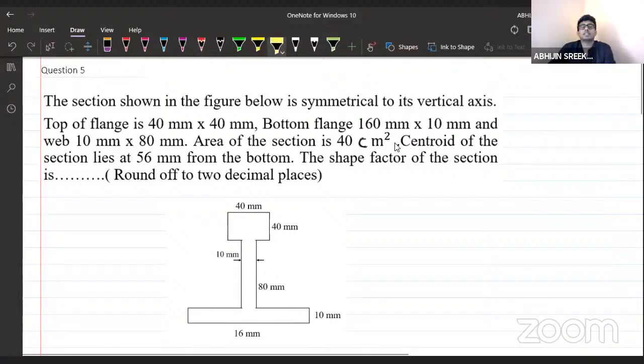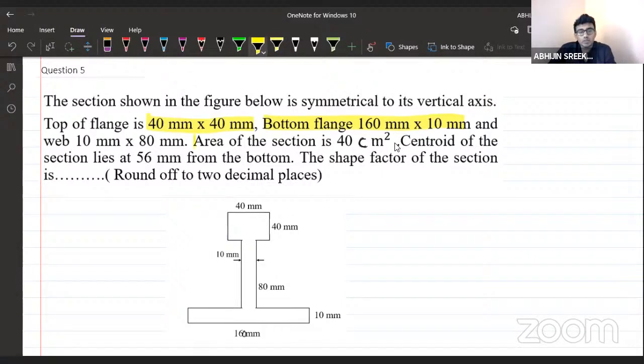What are the things given in the question? Let's read the question first. Section shown in the figure below is symmetrical to its vertical axis. Top flange is 40 mm by 40 mm. Top flange dimension is also given, anyhow, it is available in the figure itself. Bottom flange is 160 mm by 10 mm. Here there is a small error: it is not 16, it is 160 mm. And this is also given as 160. Web is given as 10 mm by 80 mm, that is 1 centimeter by 8 centimeter.